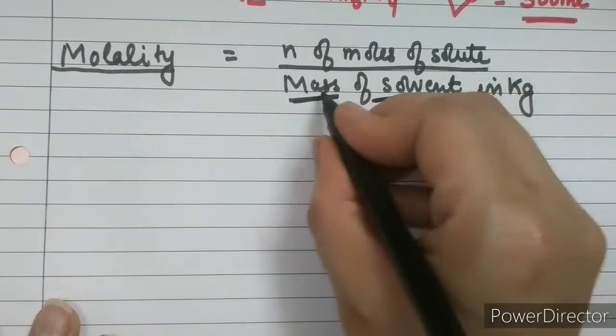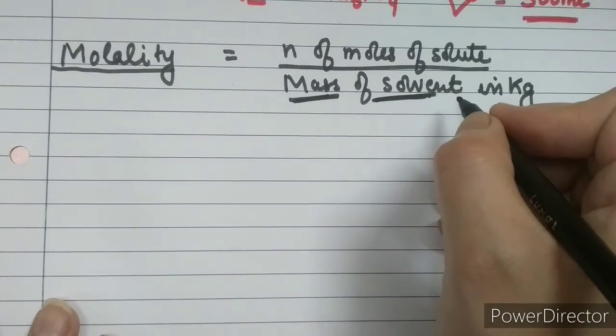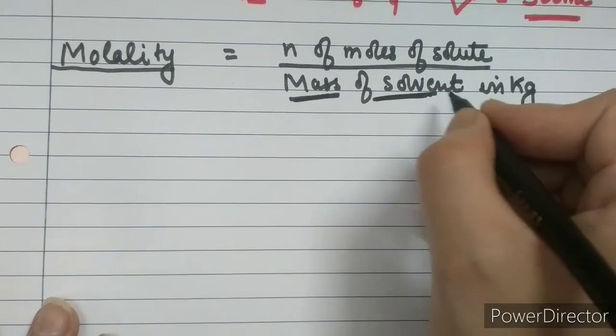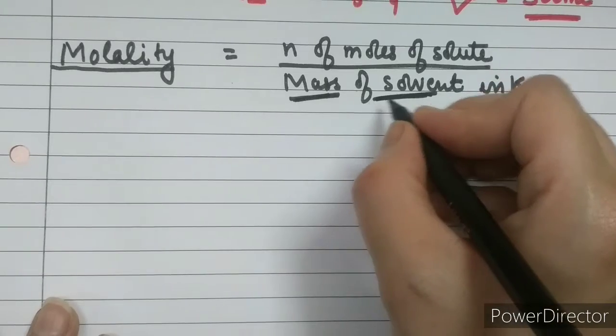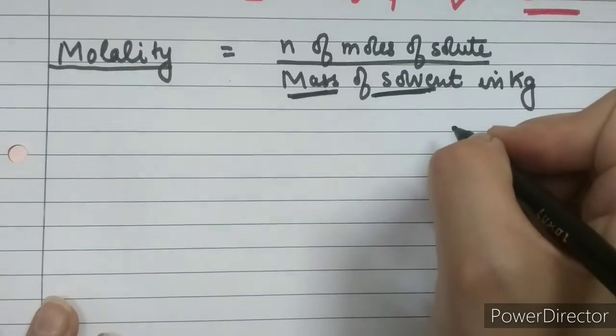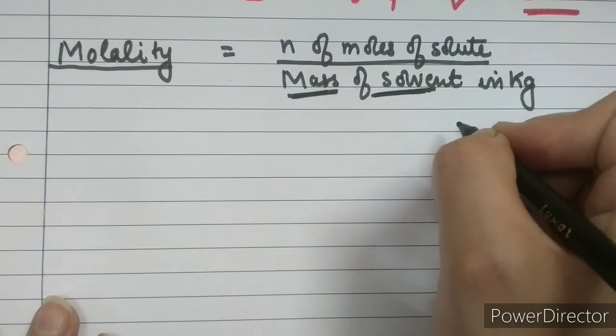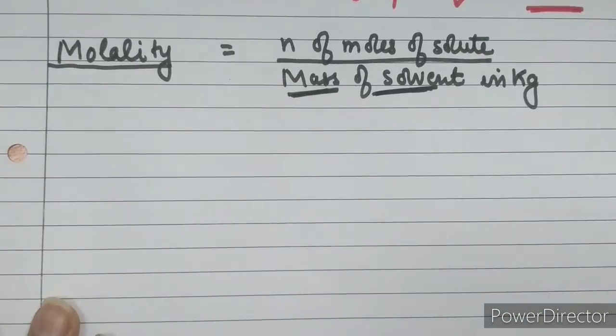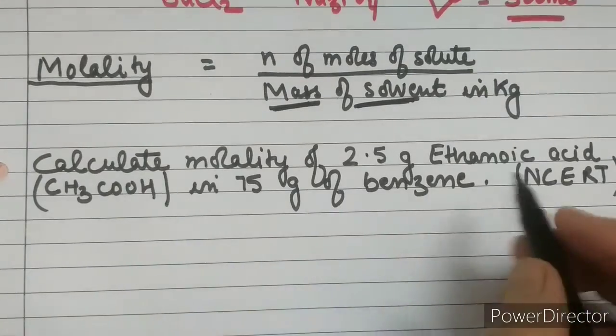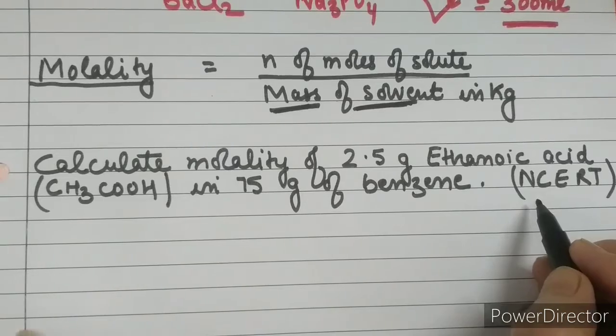and we know that mass of solvent is not varied by any temperature changes. So whether we increase temperature or we decrease temperature, mass of solvent will remain same, but volume of solution will change. Let's try solving a very simple NCERT question based on molality.